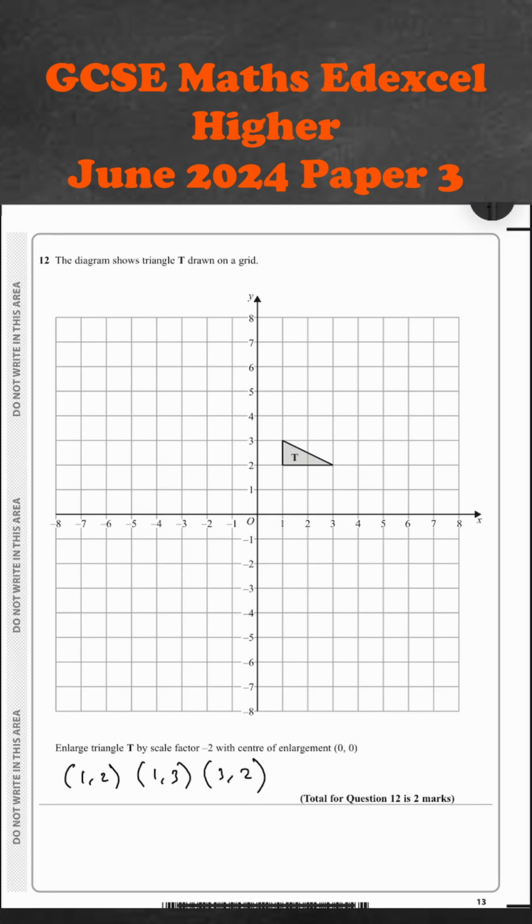And if we're enlarging by scale factor -2, all we can do is multiply by -2 for each of these. So we get -2, -4, -2, -6, and -6, -4. These should be minuses, sorry. And then we just plot that. So what we've got is -2, -4, -2, -6, and -6, -4. There you go. And then we'll draw our new enlarged triangle.